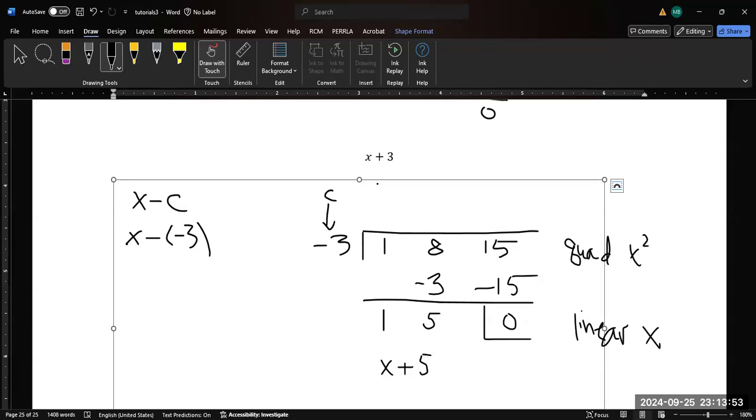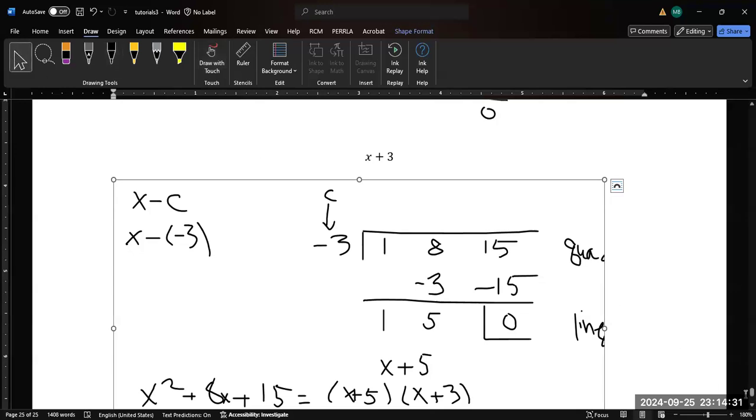So since I divided by x plus 3, my result was x plus 5, and that is because my original polynomial, x squared plus 8x plus 15, is equal to x plus 5 and x plus 3. So regardless of which one you do the division with, you should end up with the other factor as your exact quotient.